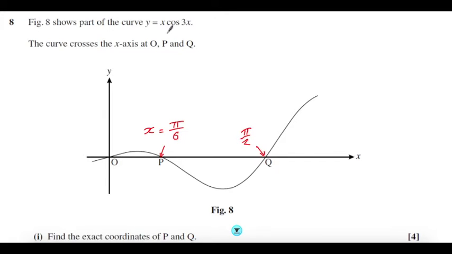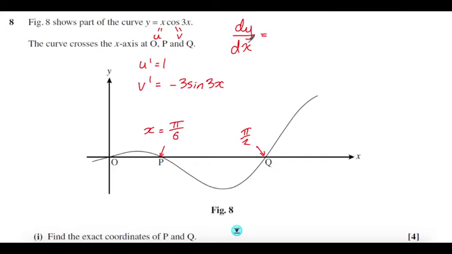So hopefully you spot, well, we're going to have to use the product rule. So u is x, v is cos 3x, so du by dx, which I'm going to write as u dash, is 1, and differentiating cos 3x, so v dash, is going to be minus 3 sine 3x using the chain rule.